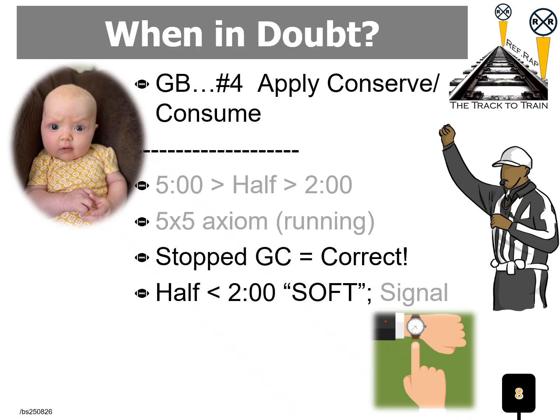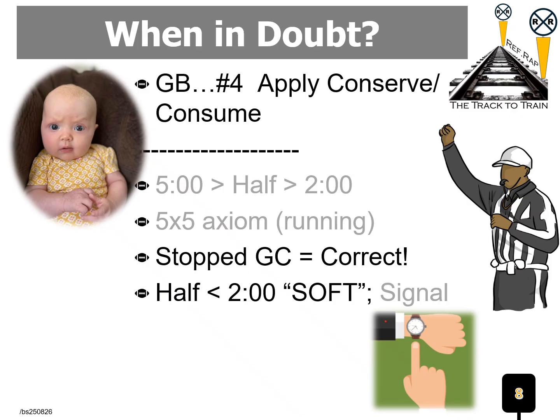The CCA has a 5x5 axiom. When there's more than 5 minutes in a half and the game clock is running, consider correcting if there's greater than a 5-second error. Conversely, if the half is less than 5 minutes, we should correct a running game clock with less than a 5-second error. This is just a general guideline. Of course, game awareness takes precedence.